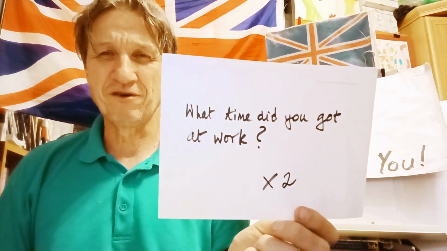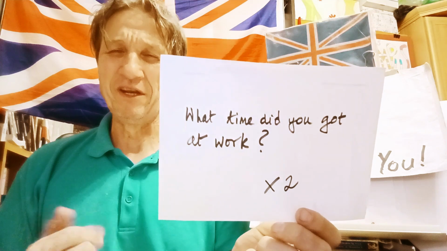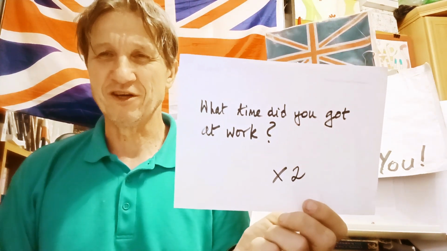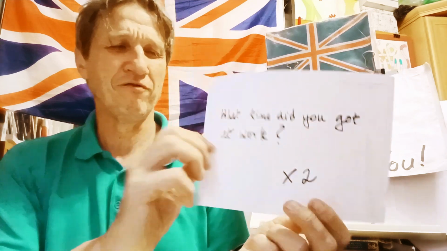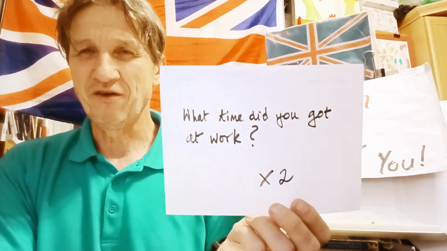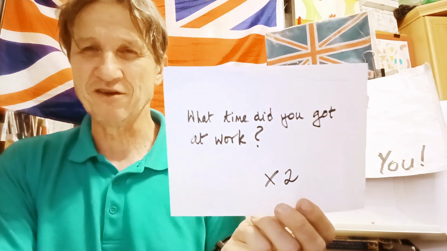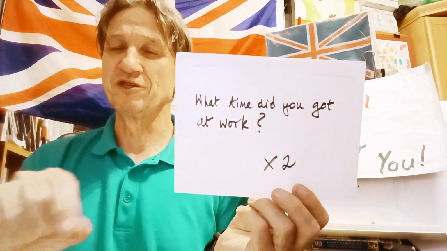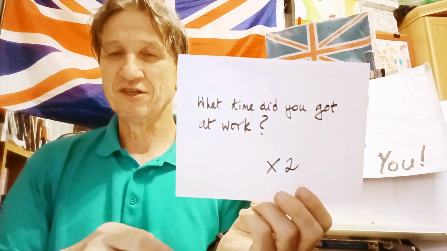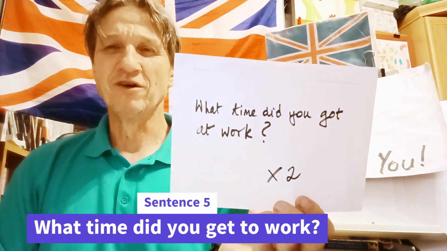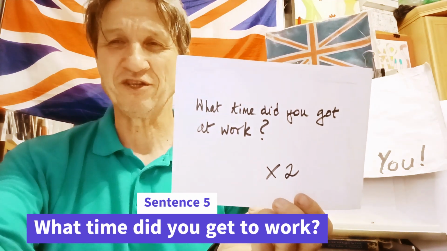And finally, sentence number 5. What time did you got at work? Meaning, I want to know what time you arrived at work. First of all, if we're using the auxiliary verb did, then this is followed by an infinitive of the verb. So that's the first mistake. So what time did you get, not got? Get to, which means arrive, not get at. The sentence should therefore read, what time did you get to work? That's the last of the sentence corrections.